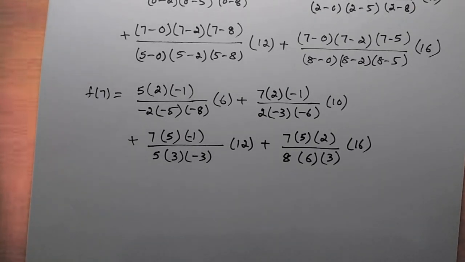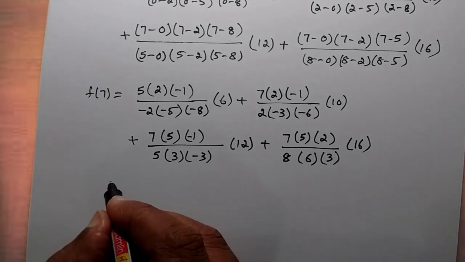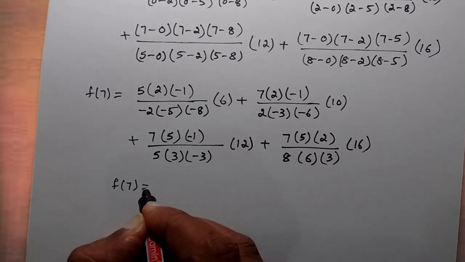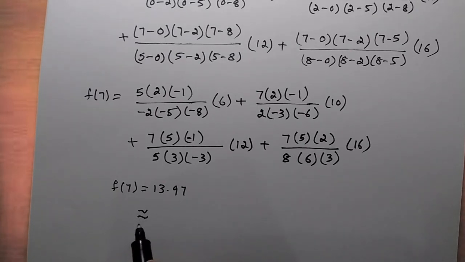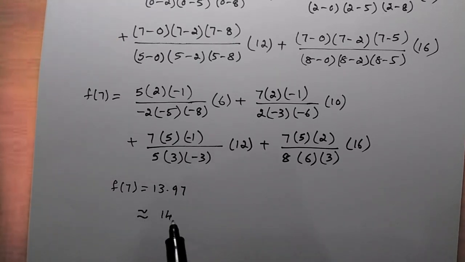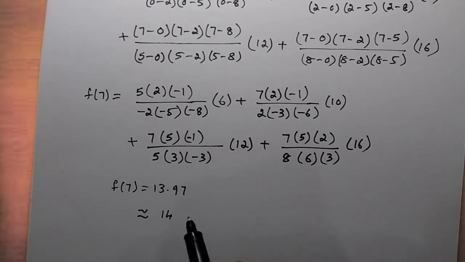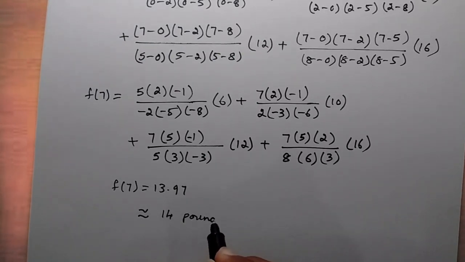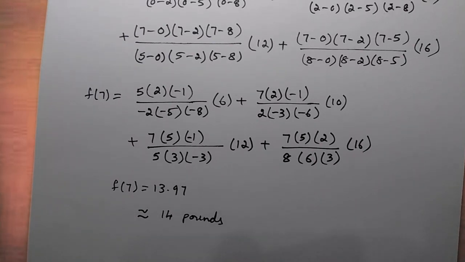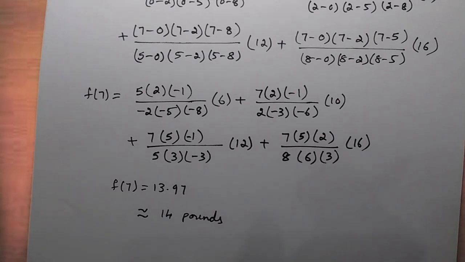So you will be getting the solution equal to 13.97. So f of 7 will be equal to 13.97, or approximately, because you are trying to find the weight, you can write 14. So the weight of the baby will be 14, because it is given in terms of pounds, so you can write 14 pounds will be the weight of the baby. That's the required solution.